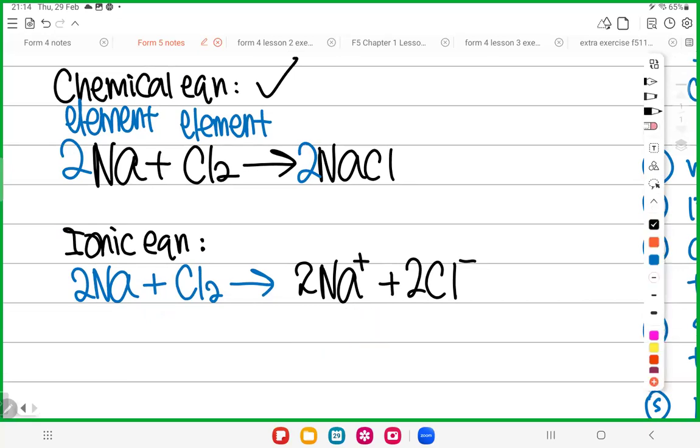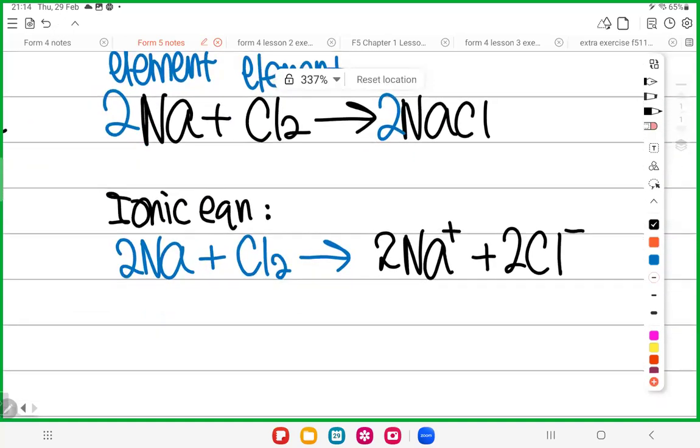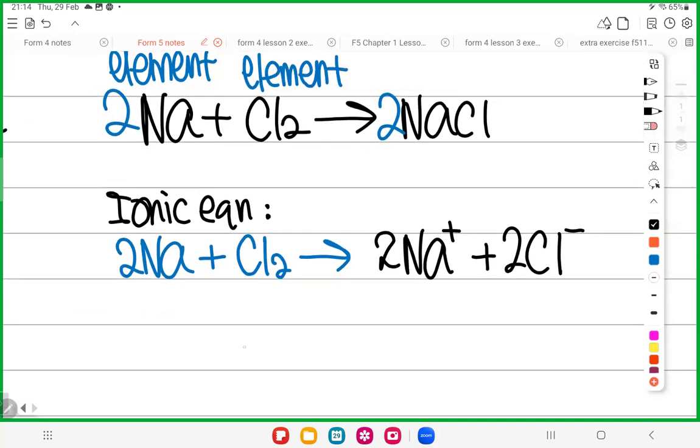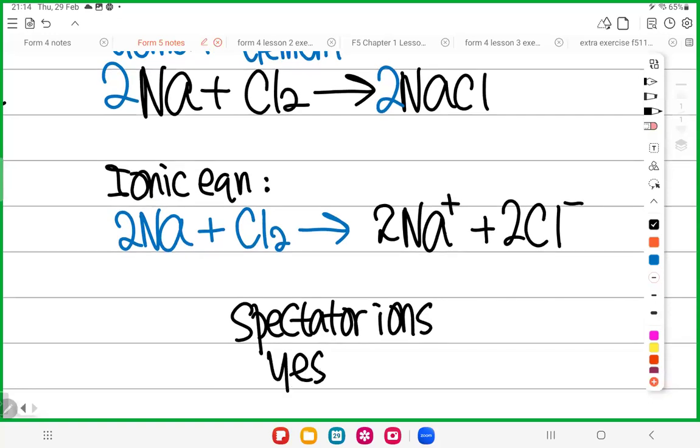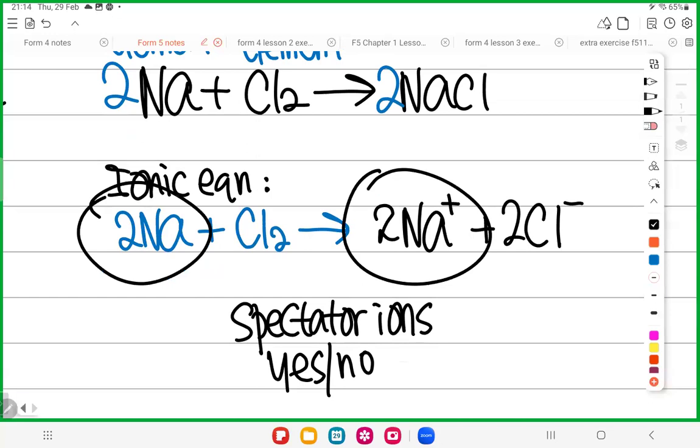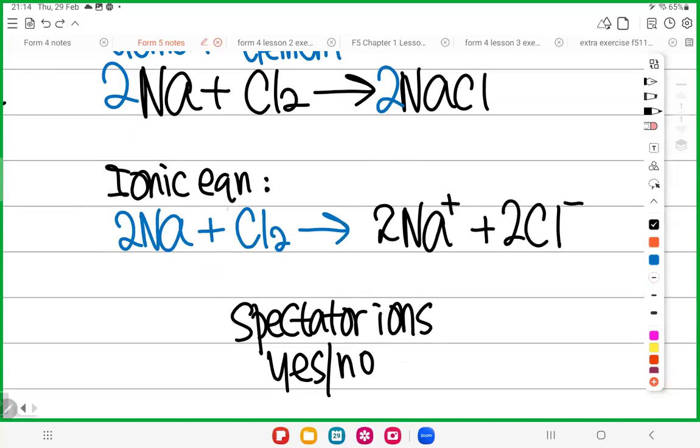Okay, guys, now open your eyes big. Now in this case, is there any spectator ion for me to cut? Yes or no? No, there's nothing we can cut. Why? Na and Na plus, the charge changes. Cl2 and Cl minus, the charge changes. If the charge changes, they are not spectator ions, so you cannot cut them.